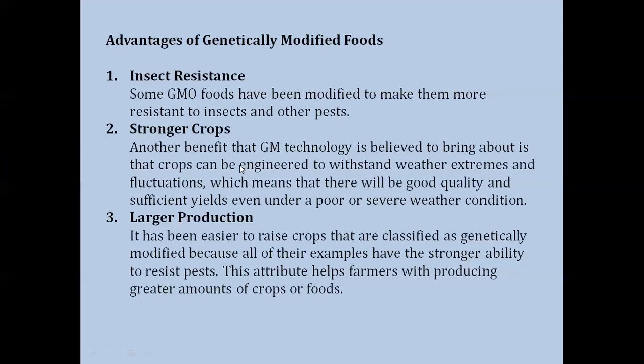Second is stronger crops. Another benefit GM technologies are believed to bring is that crops can be engineered to withstand weather extremes and fluctuation, which means stronger crops in any climatic zone. Suppose it's hot, cold, a rainy season or a drought season, the crop can survive anywhere. Third is larger production, which includes the total yield. Once you have developed a pest and insect resistant variety, automatically your production will be higher.